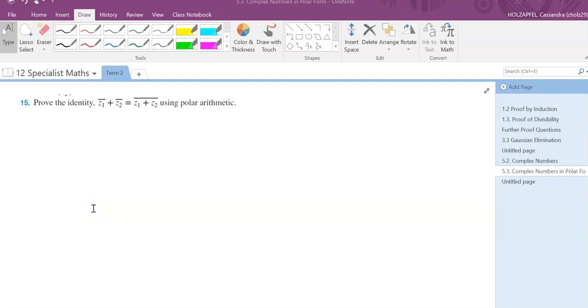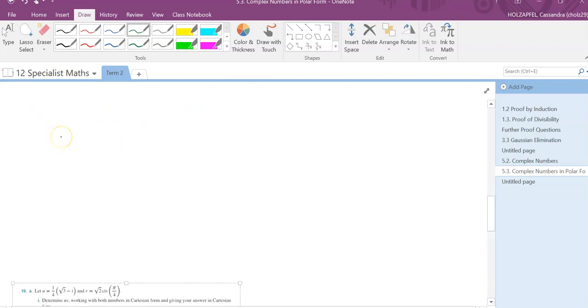Hello, beautiful people. So we're going to go through a couple more of these complex numbers in polar form questions, but we're going to go through a couple of examples of some more complex familiar type questions. This one is complex familiar because you're going to be using polar arithmetic. So basically, you're going to be using a whole bunch of algebra and a whole bunch of letters and numbers. So let's start off by proving this identity.